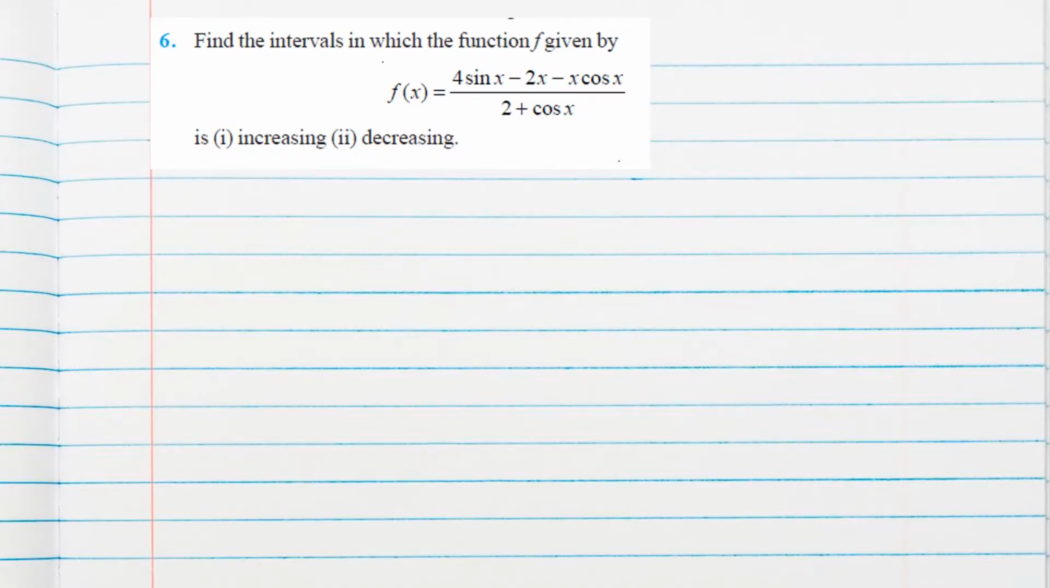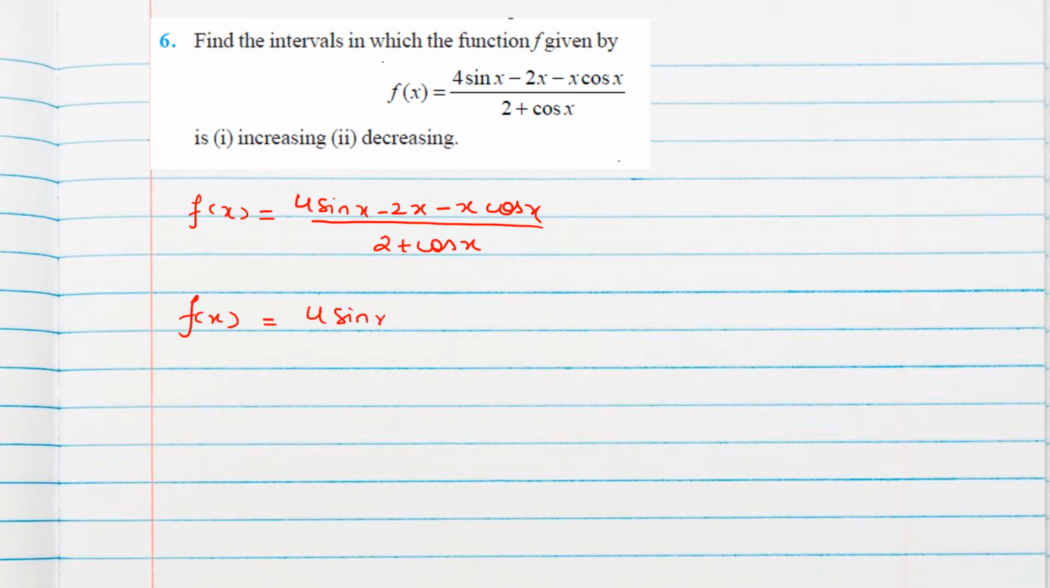Find the intervals in which the function given by f of x is defined, increasing or decreasing. So this is an example of increasing and decreasing functions. f of x is (4 sin x)/(2 + cos x) minus x.